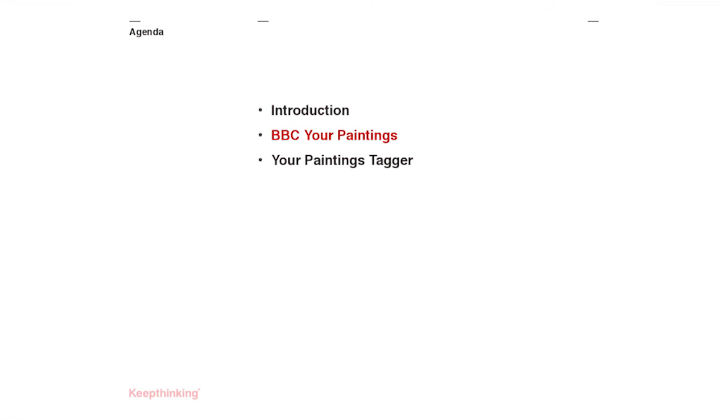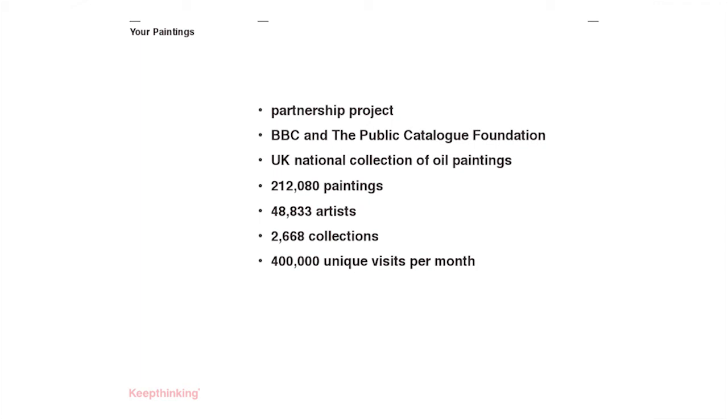Your Paintings, BBC, what is this? It's a partnership project, as I say, between the BBC, everybody knows the BBC, and the Public Catalogue Foundation. For those who aren't aware, the Public Catalogue Foundation is a UK charity that was set up specifically to do this project. Somebody had this great idea, wouldn't it be brilliant to actually catalogue every oil painting in public ownership in Britain? Initially it was to create printed catalogues of these works and make them available for sale. Over the course of the project, we switched direction and decided to do this as an online project, approached the BBC, and were lucky enough to be commissioned as a partnership project in the knowledge and learning division.